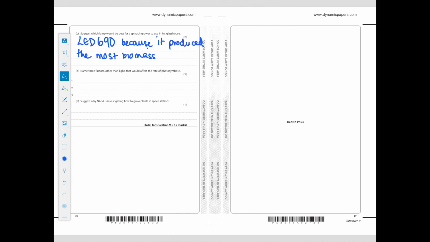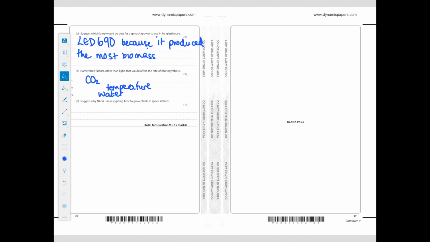Name 3 factors other than light that would affect the rate of photosynthesis. Remember, part of the specification is learning the factors which affect photosynthesis. So that is light intensity, its carbon dioxide level, its temperature. And the other secondary ones you can mention are water or availability of mineral ions.